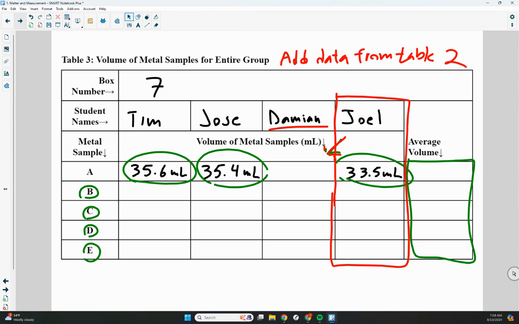When you're all done, you're going to have a whole bunch of data here for the 5 pieces of metal, and you're going to calculate the average volume for each. That's the main objective that we want for table 3. And that is how we determine volume and record our data.